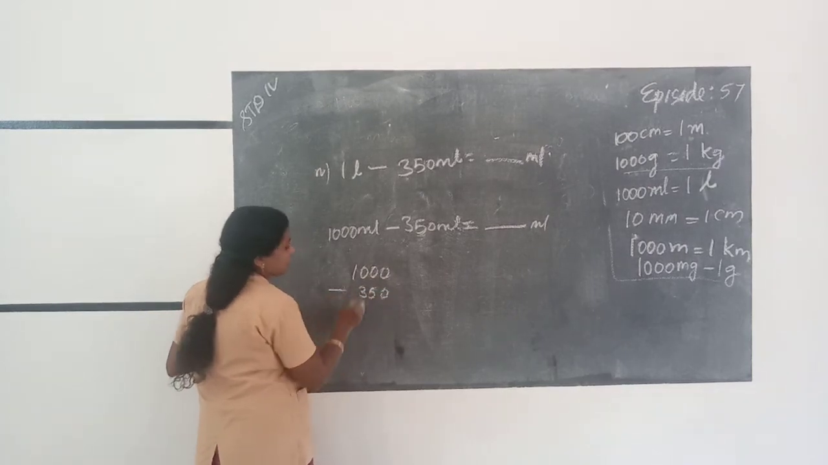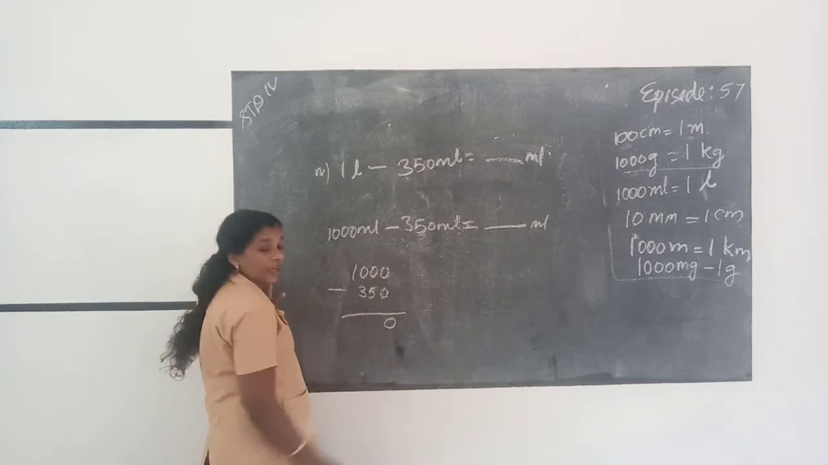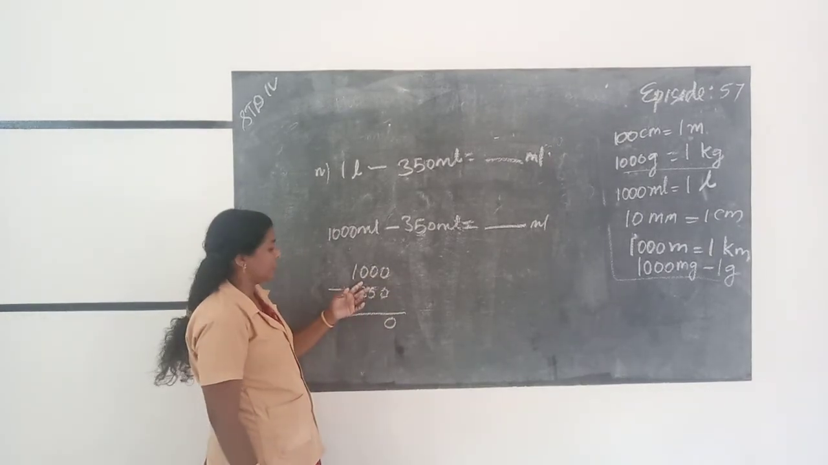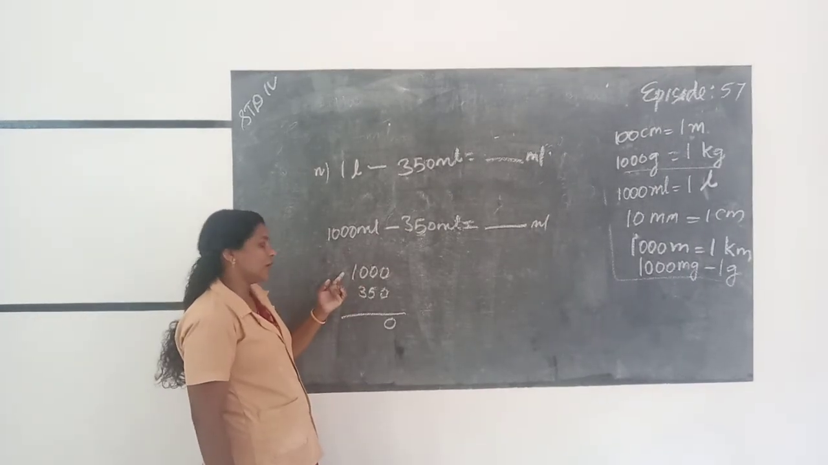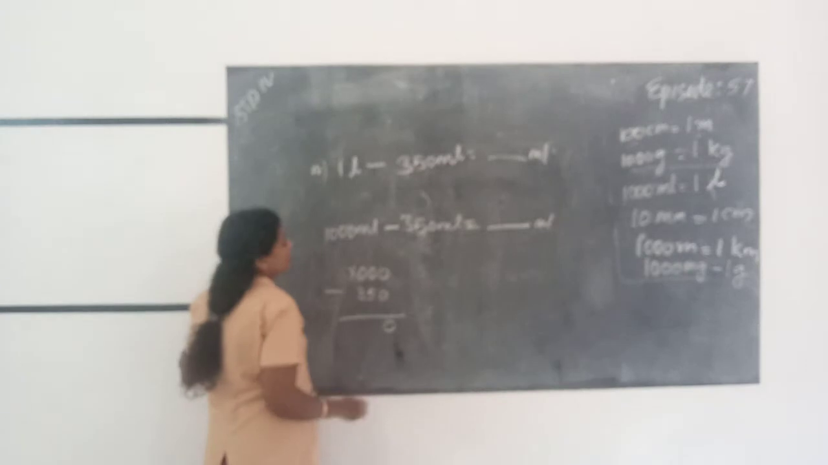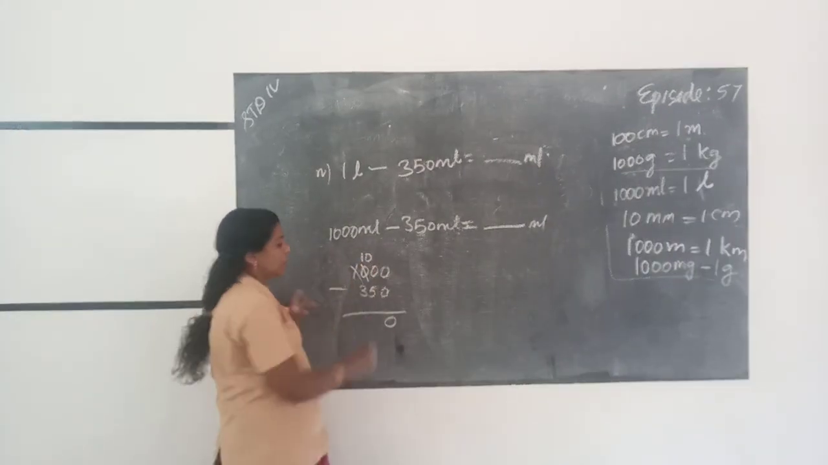0 and subtract it. 0 minus 0 is 0. 0 minus 5 is not possible. So we borrow from the next position. Here is also 0 and goes to the thousands place and borrow from here and it changes to 10, and again from that 10 you borrow again.